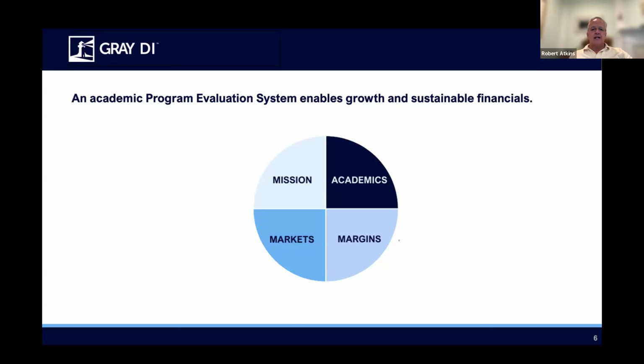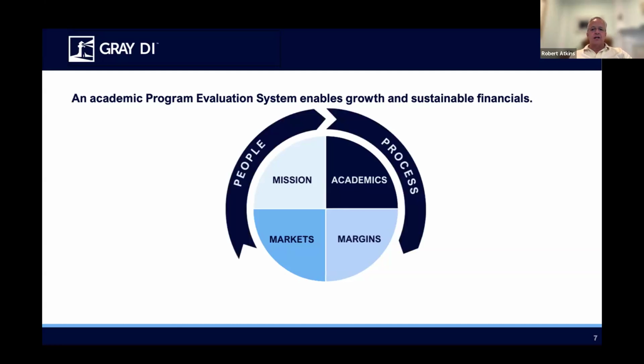So mission, academics, markets, and margins. These are all things where three out of four, you can have hard numbers. One specifically requires your knowledge and judgment. Although I will say one of the keys to success here is to bring together the right people and their judgment about the institution, about its local market, about how they should perform and the mission of the institution in the right process that's crisp, but data-informed and participative to make decisions.